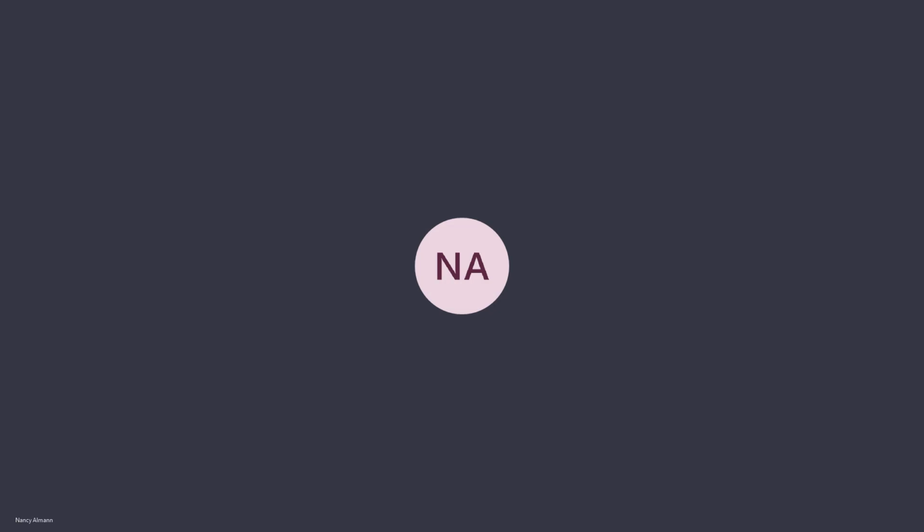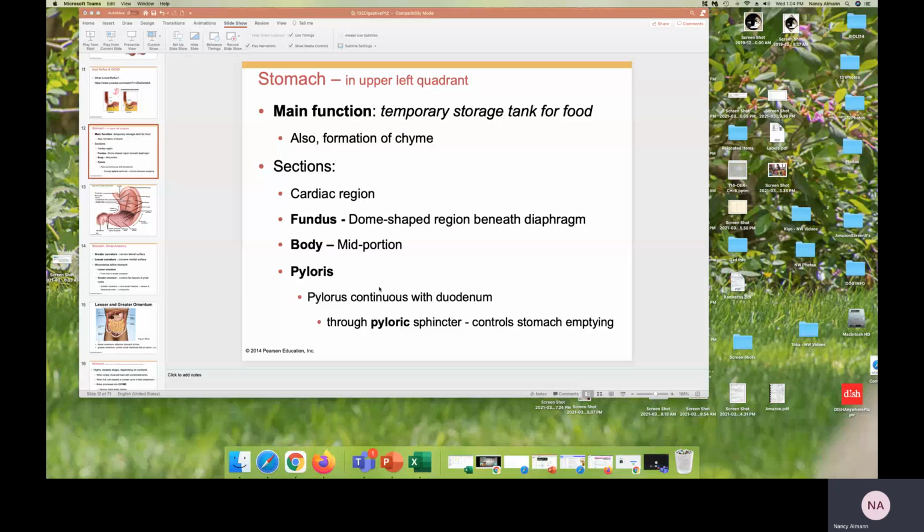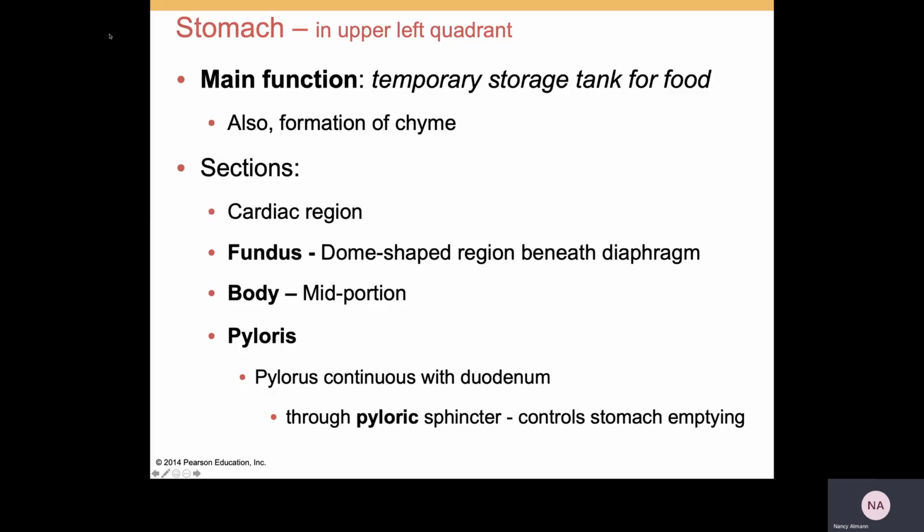Once we leave the esophagus, we have entered the stomach. Many people mistakenly say that the major function of the stomach is to engage in the process of digestion. That is erroneous. Its main function is to act as a temporary storage tank for food. There are some exciting activities that occur in the stomach, which includes the formation of acidic chyme.